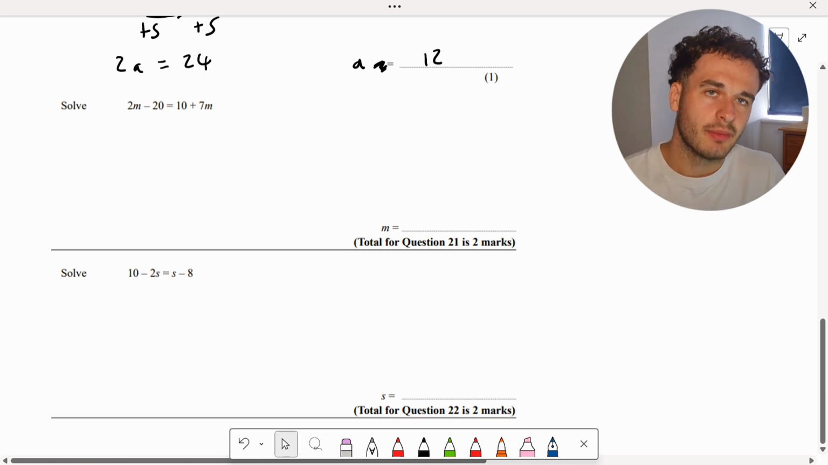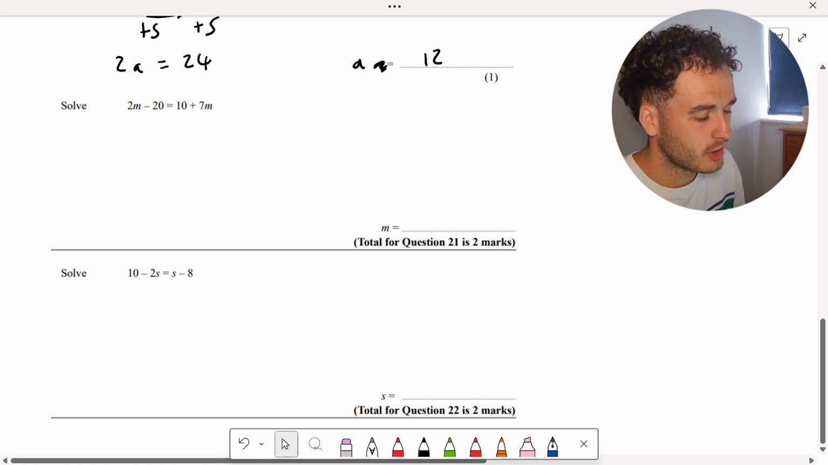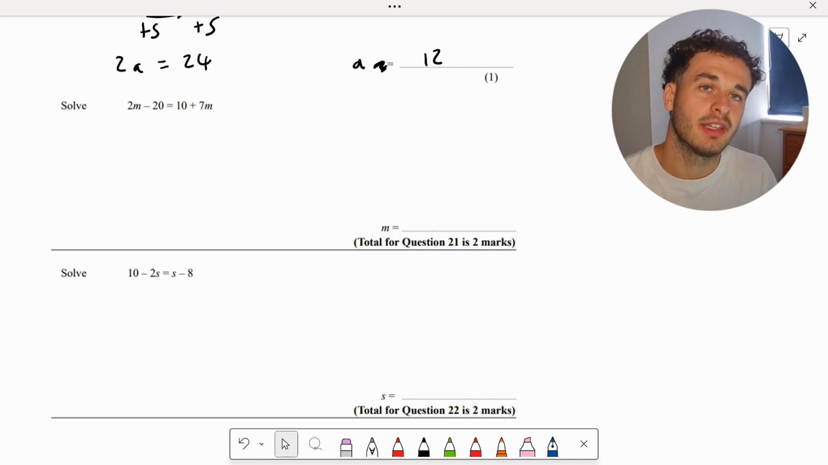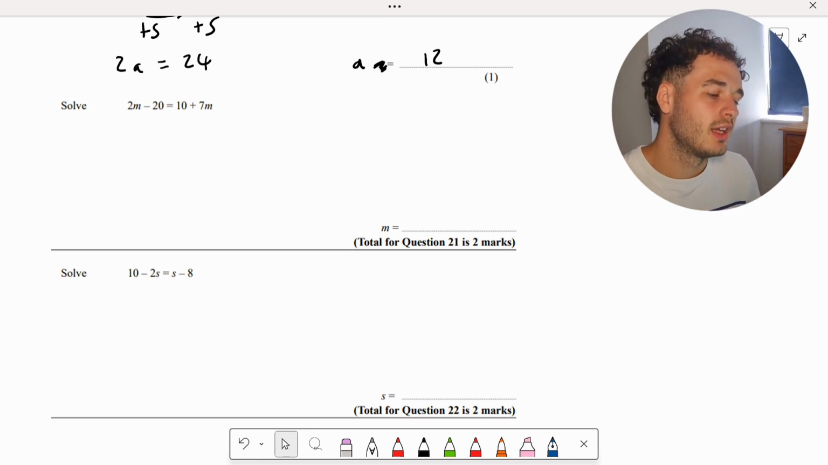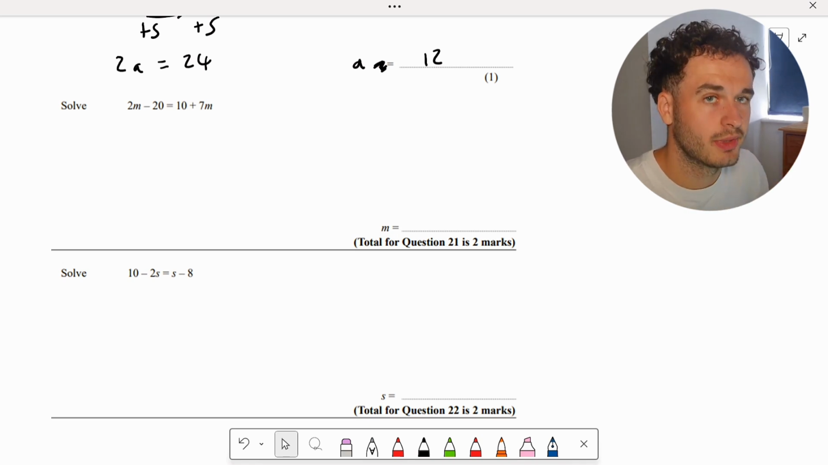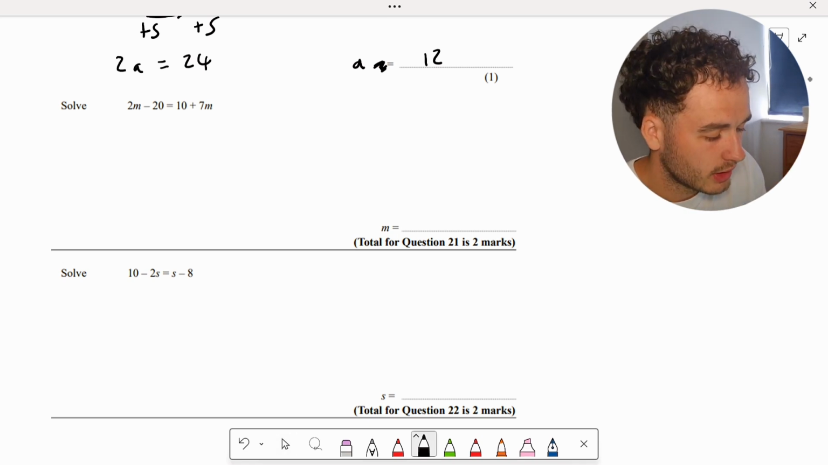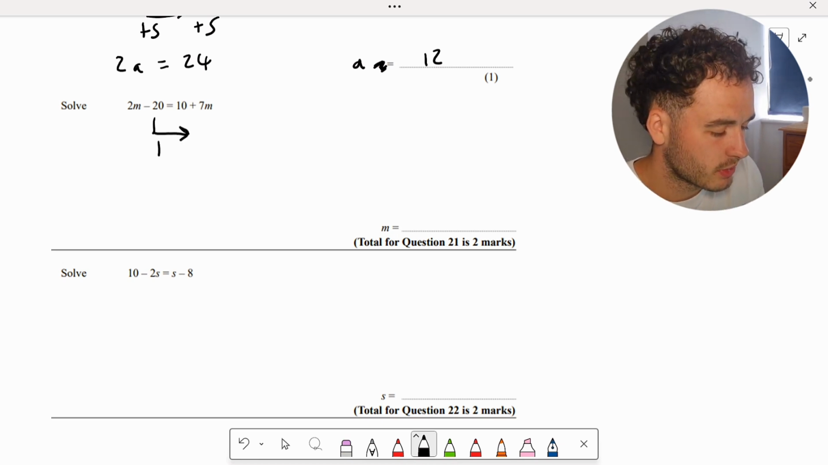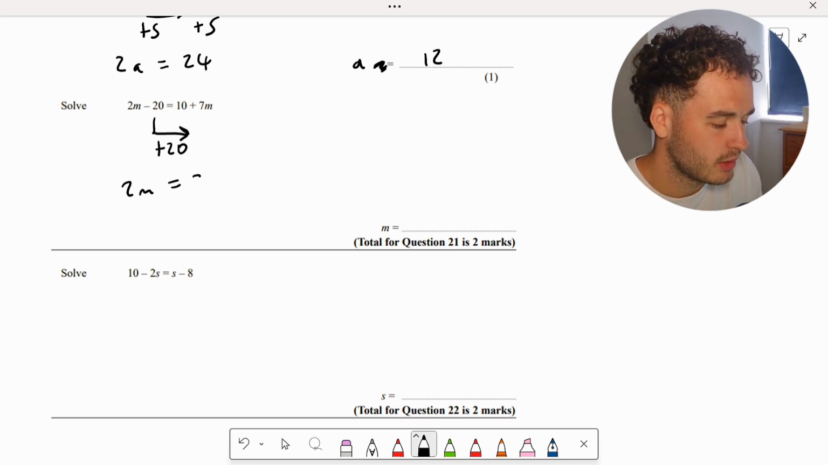Okay, we're nearly there now. We're going to solve this equation here. The thing you're probably panicking about and thinking, Josh, I can't do it, is that there is an m on both sides of the equation. You can do it, it's really not too complicated. All you have to do is just pick something to move first off. Well, I'm going to move that minus 20 over first. Moving minus 20 over, we add 20 to both sides, so we're left with 2m equals 30 plus 7m.